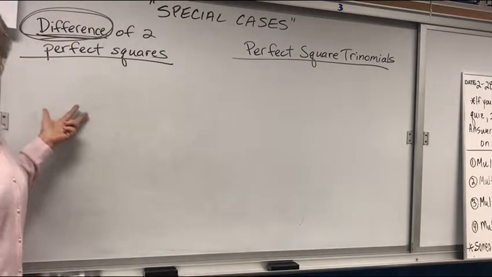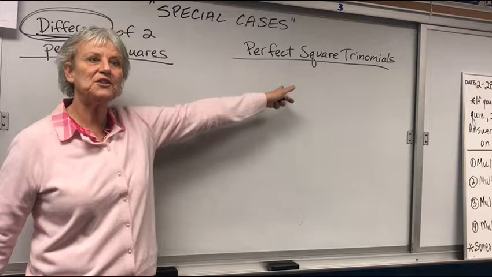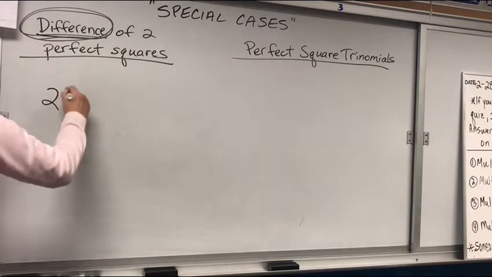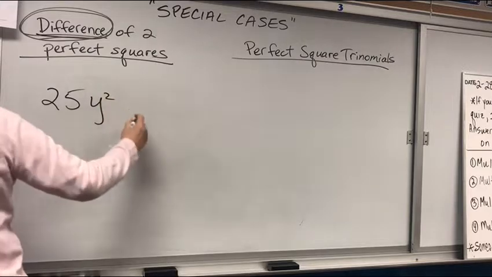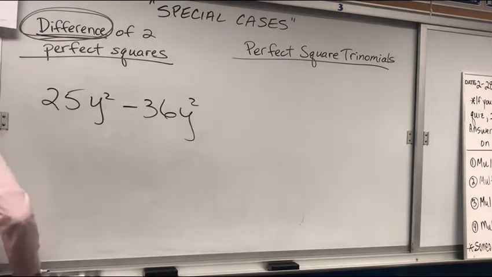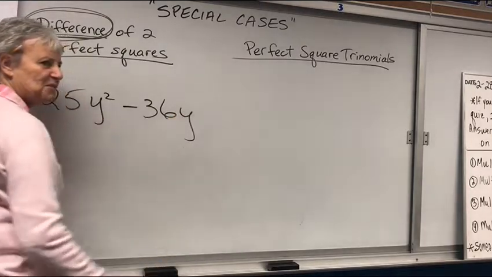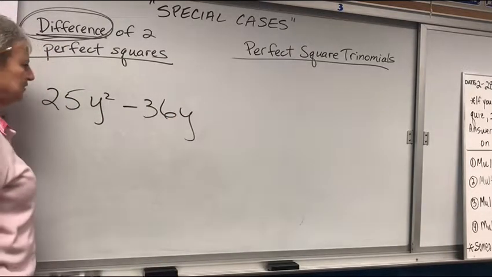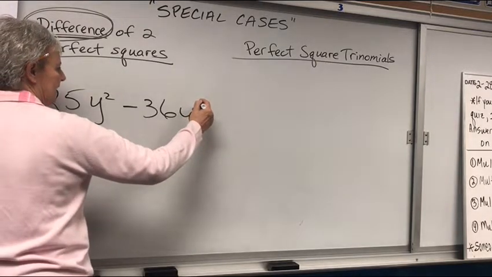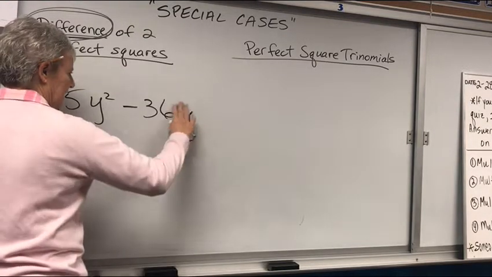You're getting it mixed up with this. That's why we always do it on the same day. Okay? 25 y squared minus 36 y squared. Ah, that's no good. Those are like terms. All you do is subtract a negative. Let's make that a x.